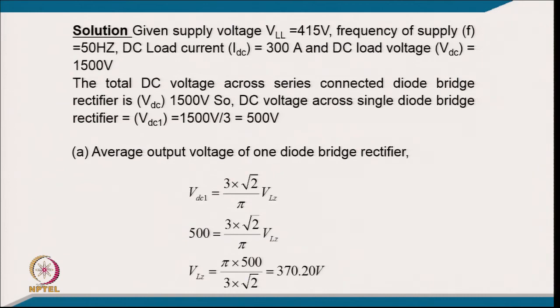So, coming to the numerical part, given supply voltage of 415 volt, frequency of 50 hertz, DC load of 300 ampere and voltage of DC load of 1500 volt. The total DC voltage across the series connected diode rectifiers is 1500 volt. So, the DC voltage across each diode bridge rectifier will be 1500 by 3, 500 volt, and for 500 volt output you can find out the line voltage for the zigzag transformer, that comes to 370.2 volt.